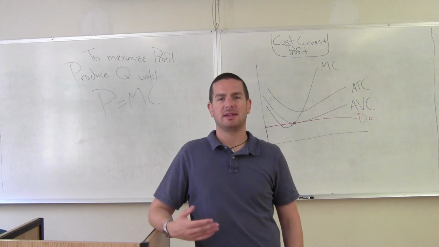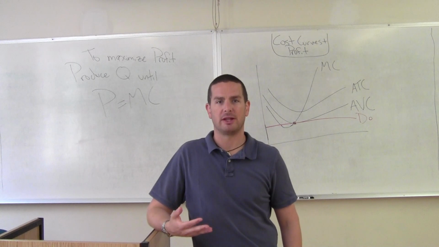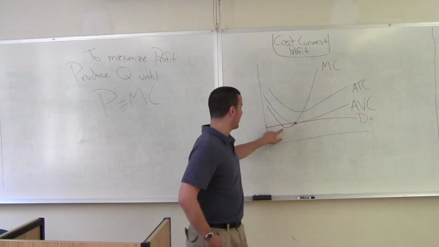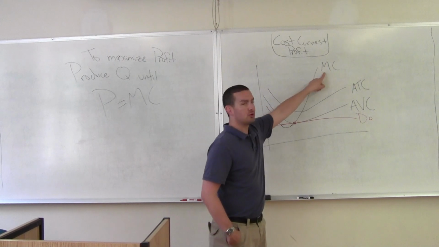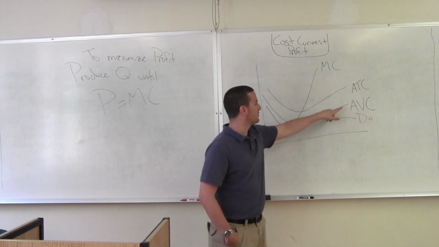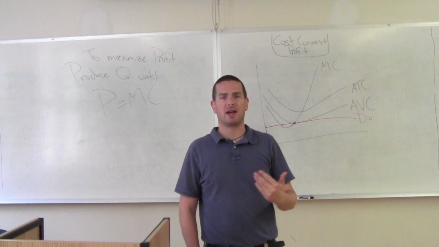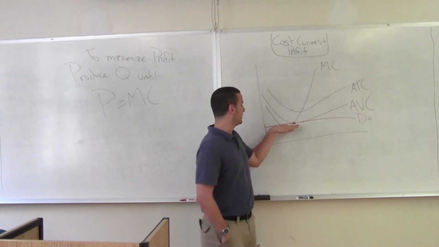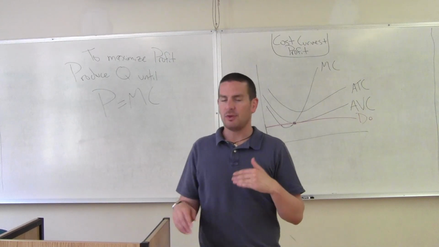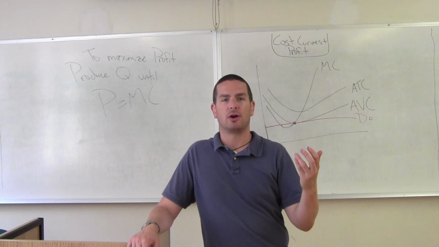When price is equal to the average variable cost, we call that the shutdown point. Why do we call it the shutdown point? Because anything below that on the average variable cost won't even cover the cost of our labor. If there was a price lower than this, then that price would be below our average variable costs, which means we wouldn't be able to pay our workers.